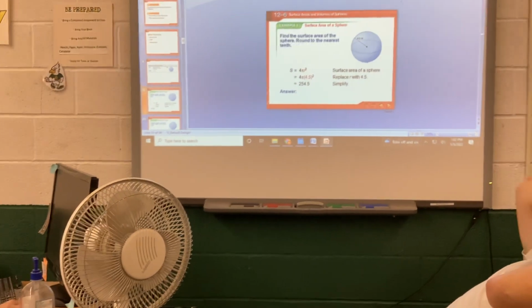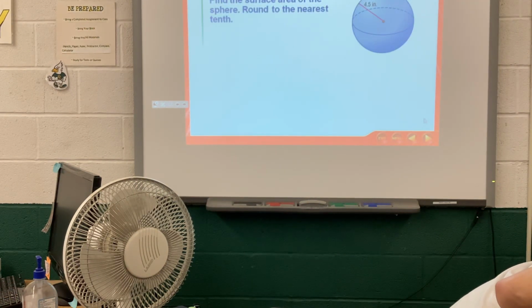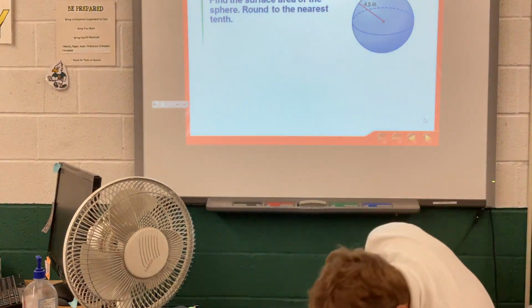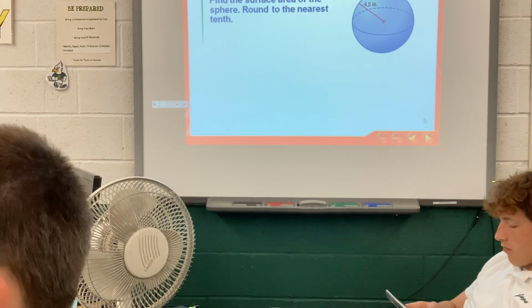So here's my first one. Again, the biggest thing I have to remember is I need a radius, right? So if they give me a diameter, obviously I have to divide by 2. In this case, it says find the surface area of the sphere. Basically, I'm taking that number and throwing it into the equation.